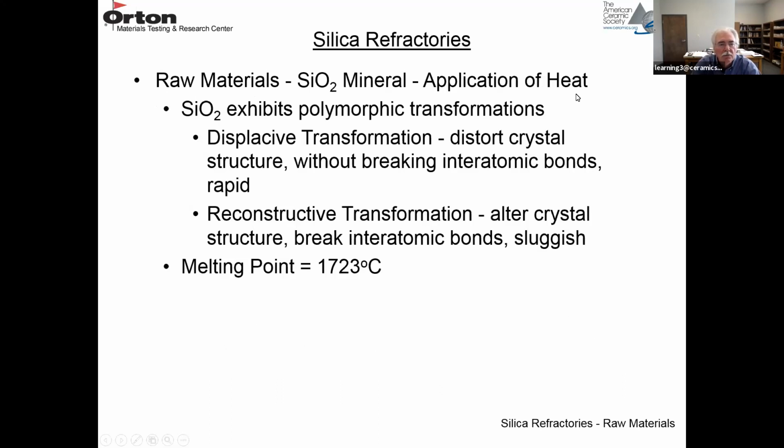When you apply heat to this material, the silica, SiO2, exhibits polymorphic phase transformations. And there's two types of transformations in this material. One is called a displacive transformation, and that's a very rapid transformation. You're simply distorting the crystal structure. You're not breaking bonds or reforming bonds. You're just distorting the structure into bond angles and distances. And that's a very rapid displacive transformation.